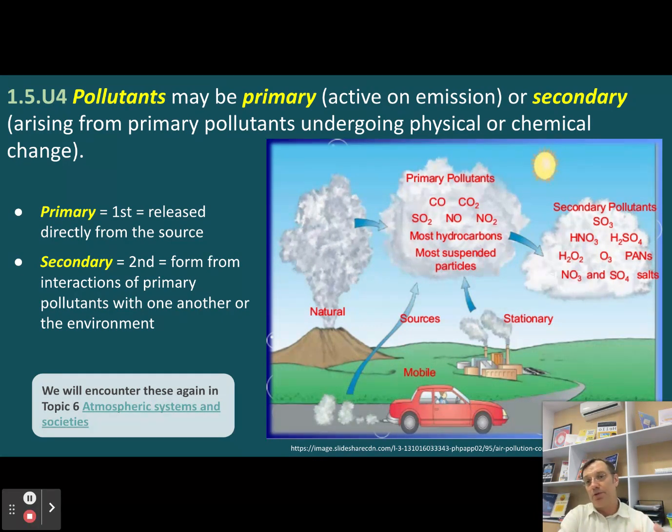Okay? Pollutants can be broken down into two categories, either primary or secondary. We'll get into these in much more detail when we get to topic 6 about atmospheric systems and societies. But primary pollutants are the ones that, upon their release from their source, are active and have a negative impact on living organisms. That's different from secondary pollutants. Secondary pollutants are the result of chemical change or chemical reactions, either in water systems or in the atmosphere or in the soils. And the secondary pollutants are the ones that actually cause the impact on living organisms.